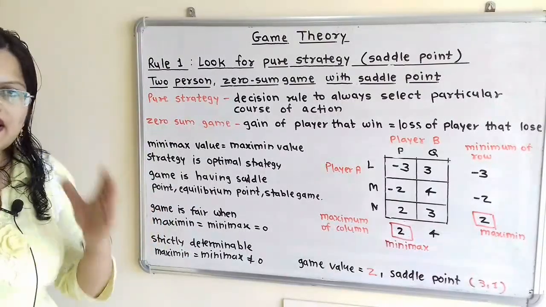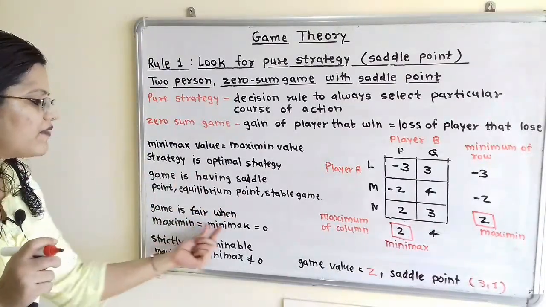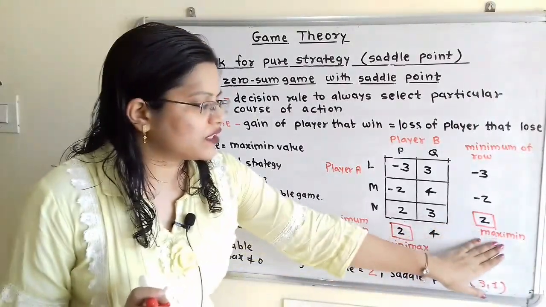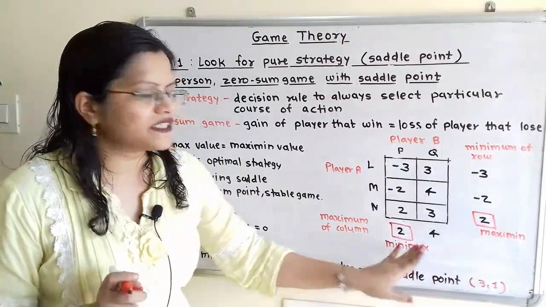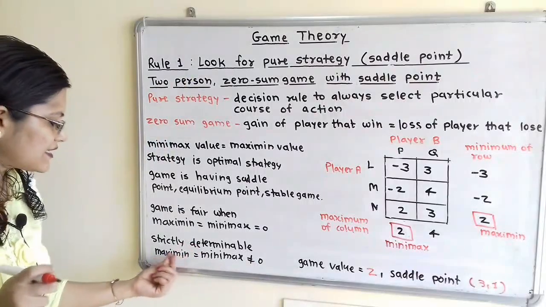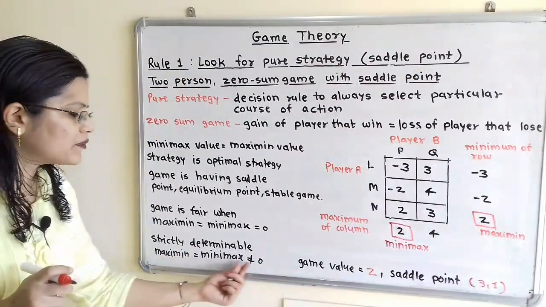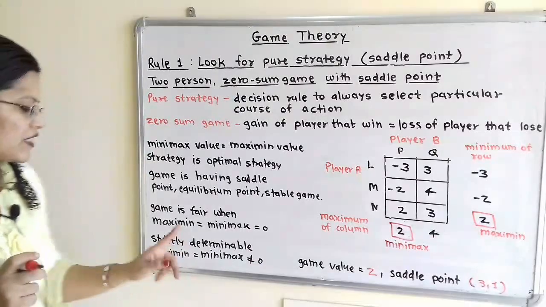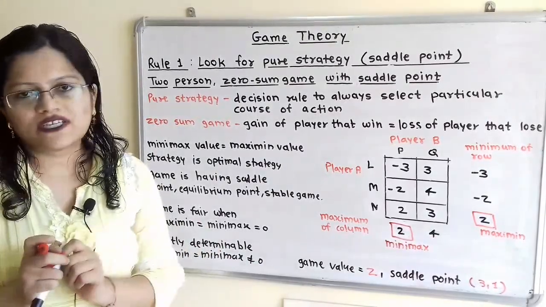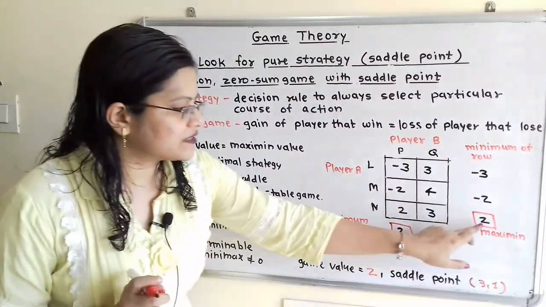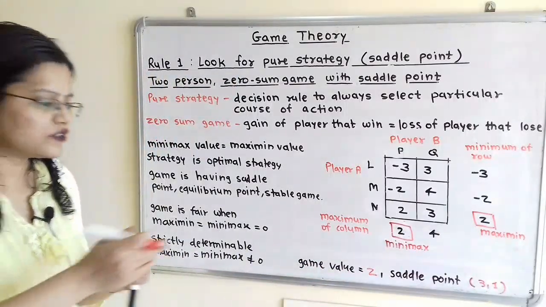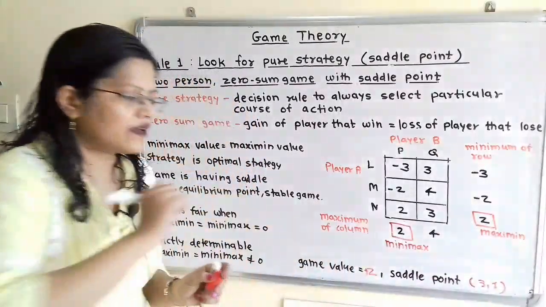We will say the game is fair when maximin value is equal to minimax value is equal to 0. But in this question, the maximin value and minimax value are not equal to 0. So whenever this condition is satisfied, that is maximin equal to minimax not equal to 0, then we can say that this game is strictly determinable. And what is the game value? The game value is this, that is the maximin value and minimax value. So we can say the game value is +2. So we will say here the game value is +2.